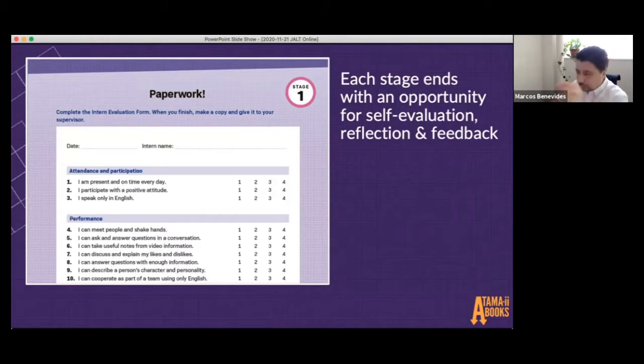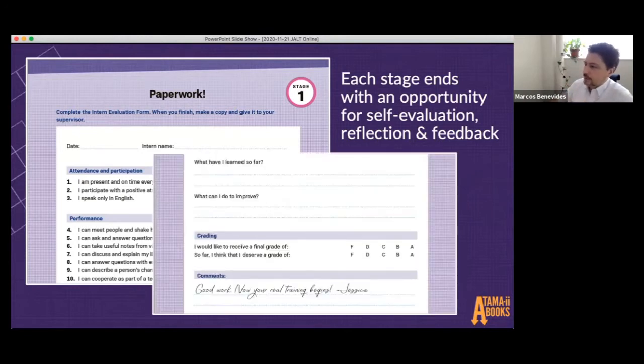So as you can perhaps read here, they judge how well they can meet people and shake hands, ask questions in a conversation, take notes from video information, and so on, which are all sort of mini tasks that they do throughout stage one. And they also have an opportunity to write a slightly longer explanation of what they've done. We encourage them to think about what they have learned so far and what they can do to improve.